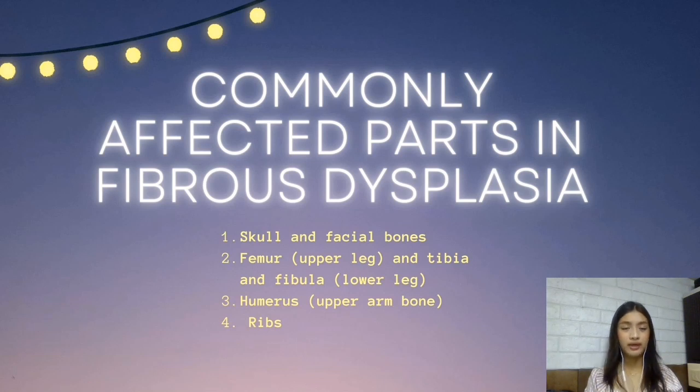Any bone can be affected. More than one bone can be affected at any one time. When multiple bones are affected, it is not unusual for them to all be on one side of the body. However, fibrous dysplasia does not spread from one bone to another, as my groupmates have discussed. The most commonly affected bones are the skull and facial bones, femur or upper leg, tibia and fibula or lower leg, humerus or upper arm bone, and ribs.